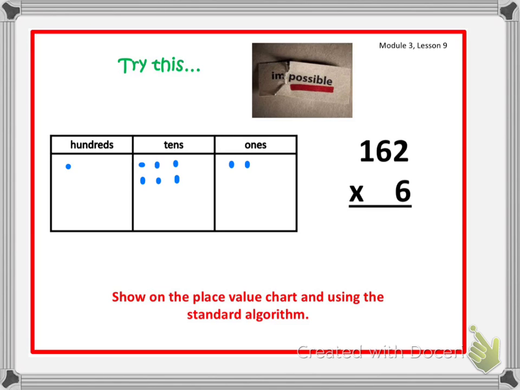So we've had 1 already. 2, 3, 4, 5, 6. And then we have 6 tens, but we get 6 groups of that. So we've got 1, 2, 3, 4, 5, 6. That's 2 groups. That's 3 groups.